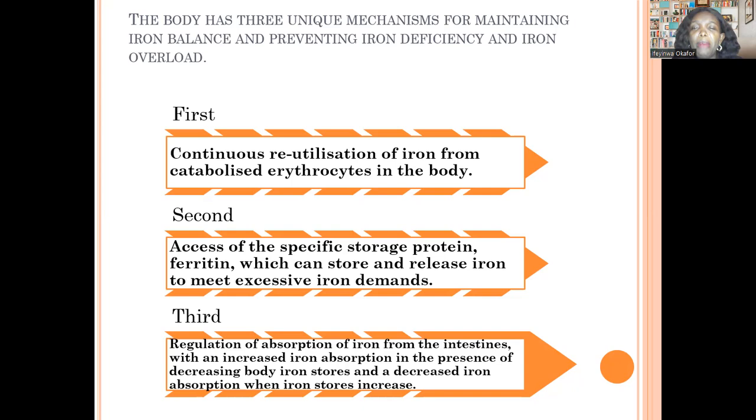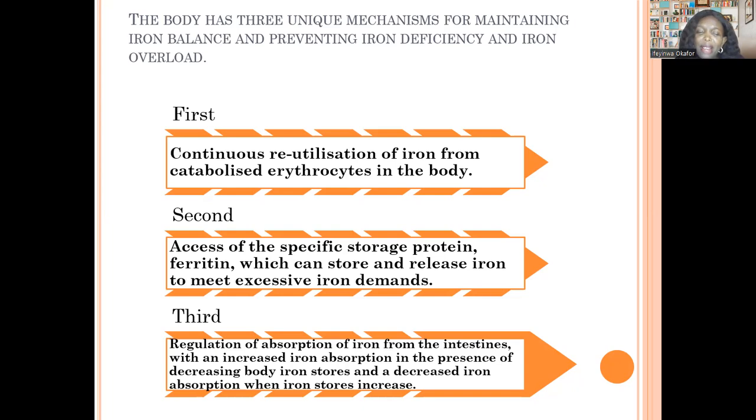So to maintain iron balance and to prevent the system from having iron deficiency, one, there is a continuous utilization of iron from catabolized erythrocytes in the system. Two, there is stored iron in the form of ferritin that the system can always fall back on when in need of iron. Third, there is also regulation of absorption of iron from the intestine, with increased iron being absorbed in the presence of decreasing body iron stores, and decreased iron being absorbed when iron stores increase.